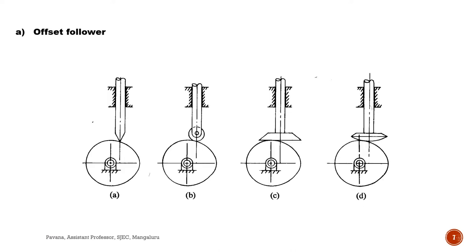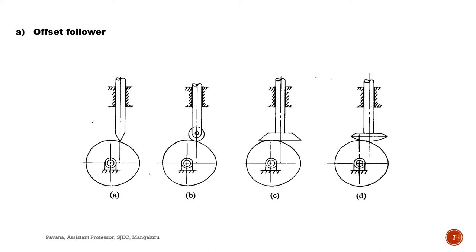The second one is the offset follower. Here it is the opposite of the previous one. If the axis of the follower is away from the cam axis, you can see here there is a small gap between the cam axis and the axis of the follower. It may be towards the right side or towards the left side. It depends on the application.